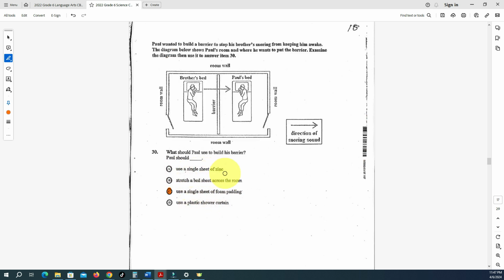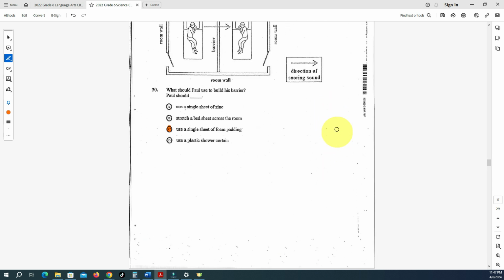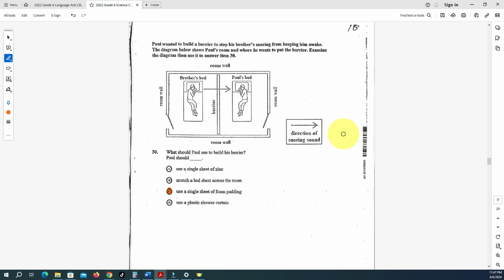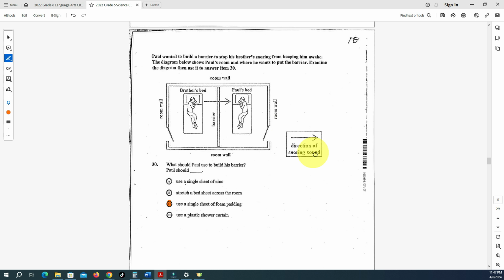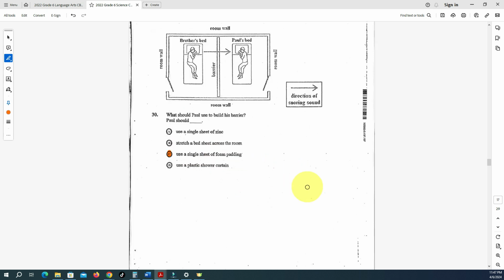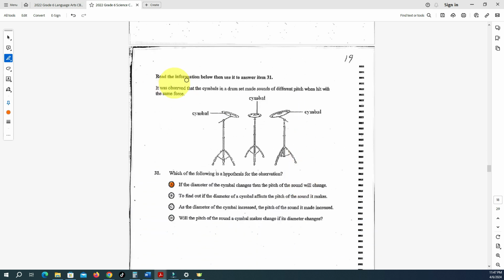It can go through a single zinc or bed sheet. What is this? A bed sheet or a plastic shower curtain, but definitely not foam. So I would definitely use foam. And here's the direction of the foam. The snoring is going that way. This is just a distraction. You just need to put up a foam. All right. So read the information below, then use it to answer 31.